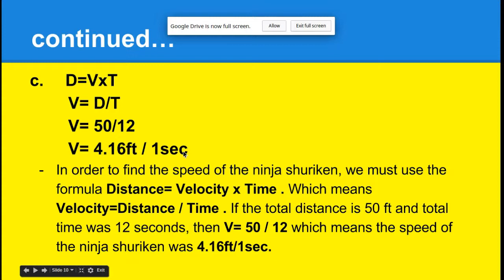Now continuing on. In order to find the speed of the ninja shuriken, we must use the formula distance is equal to velocity times time, which means velocity is equal to distance over time. If the total distance is 50 feet and the total time was 12 seconds, then v is equal to 50 over 12, which ends up being v is equal to 4.16 feet per second.